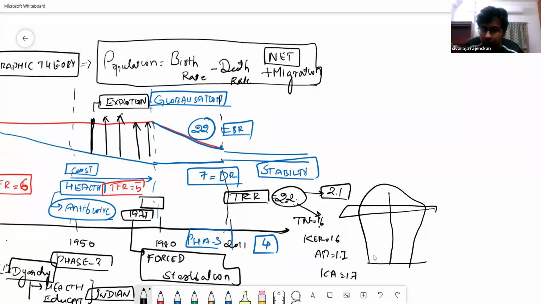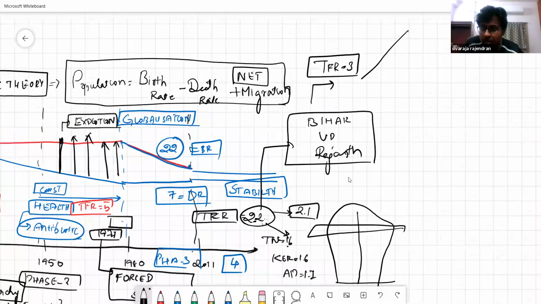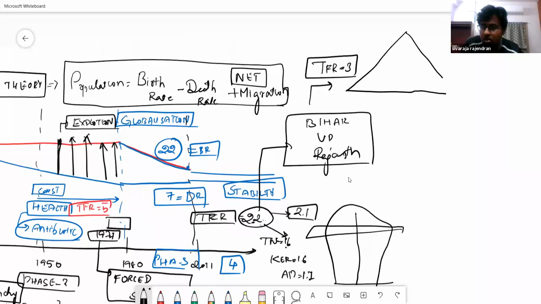But 2.2 is India's, while 2.1 is the average. Why 2.2? There are states like Bihar, Uttar Pradesh, Rajasthan, where the total fertility rate is 3. So they are still in this zone, their birth rate is high. But in Tamil Nadu, Kerala, Andhra Pradesh, the demographic change is happening.